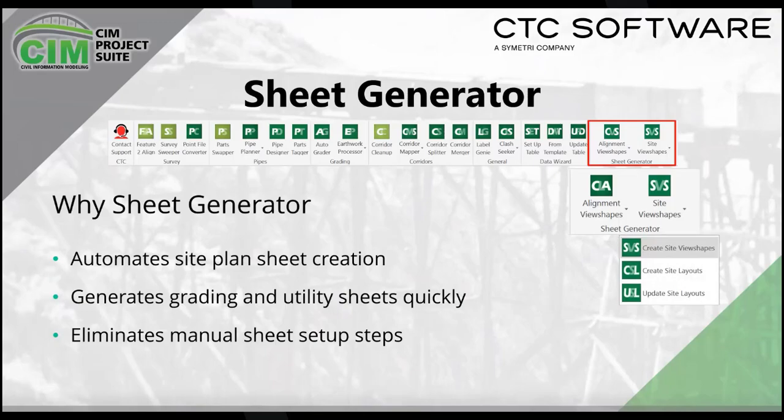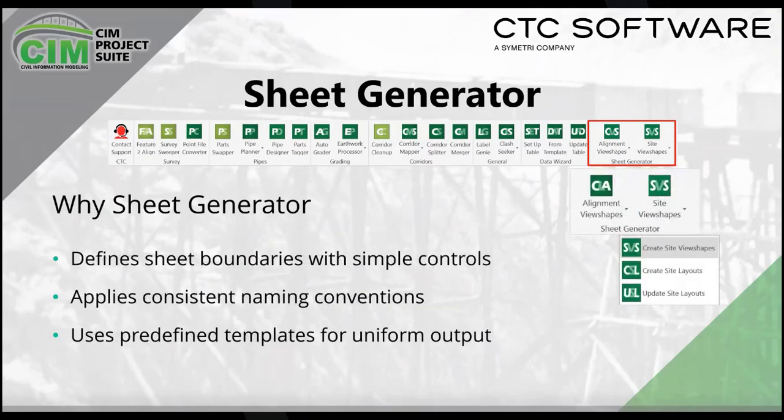What Sheet Generator will do, as you can see on the ribbon right there, it's on the far right-hand side. It's going to help automate your site plan sheet creation. It's a 3-step process working from top to bottom, actually really a 2-step. The third one is just for updating if things change and you are using sheet sets. So it can help you create your grading and utility sheets quickly and eliminate the manual setup for your sheets.